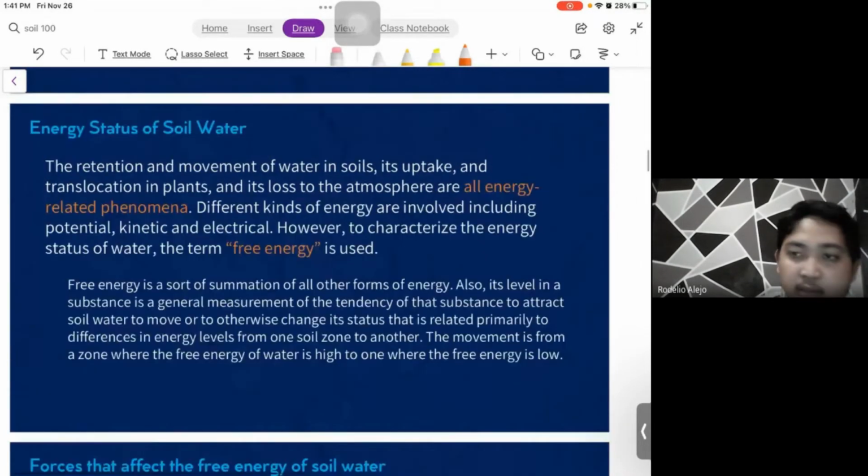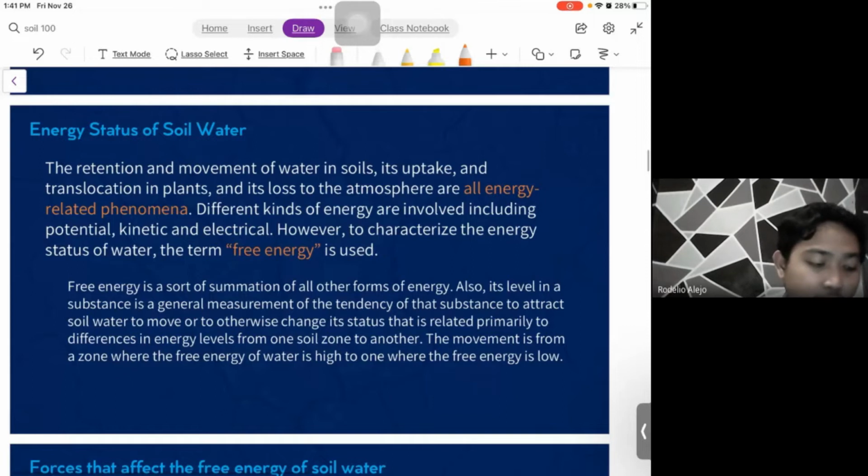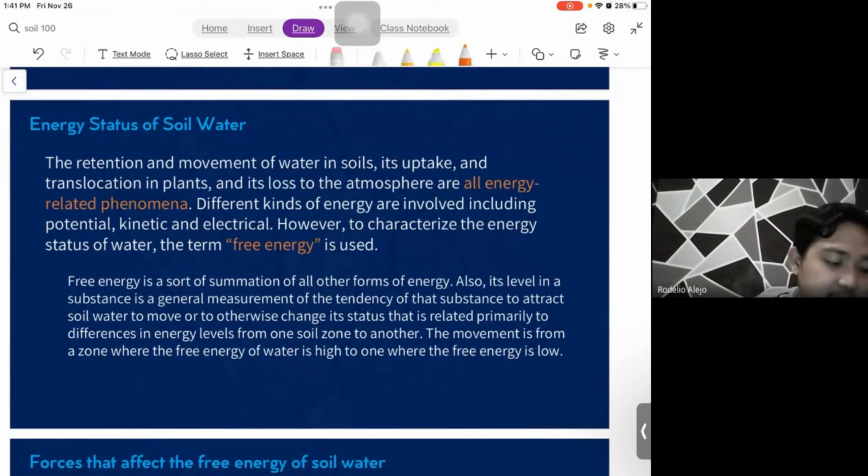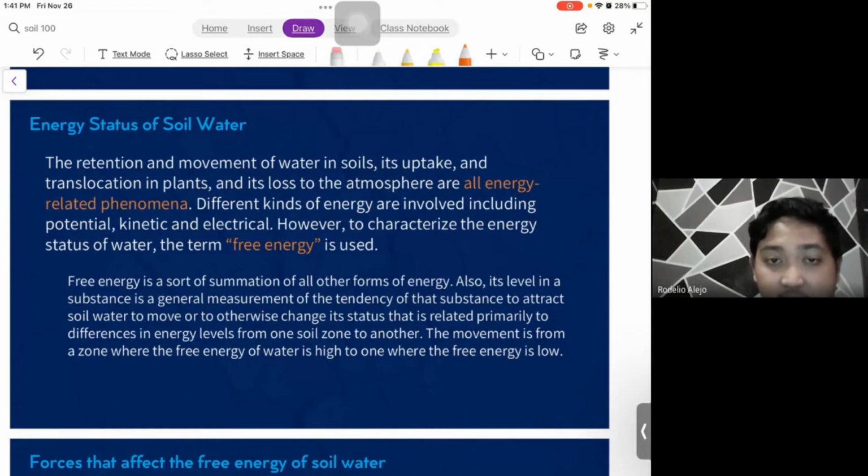So I will be discussing that more later. So first is the energy status of soil water. The retention and movement of water in soils, its uptake and translocation in plants, and its loss to the atmosphere are all energy-related phenomena.